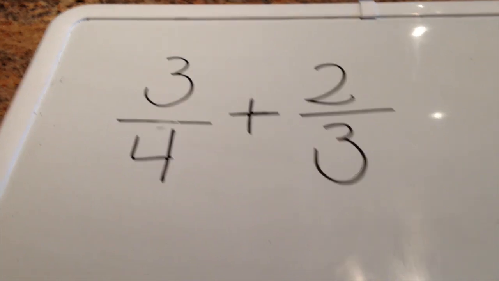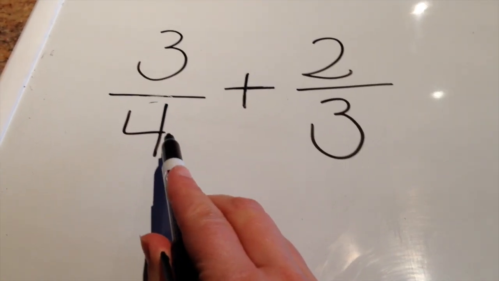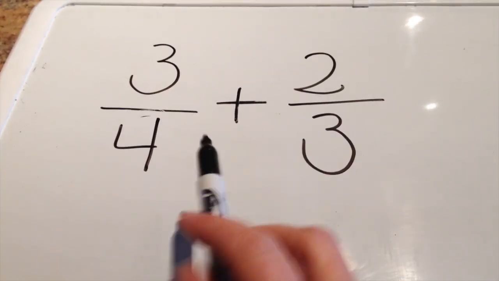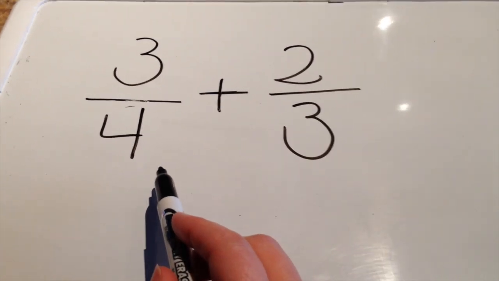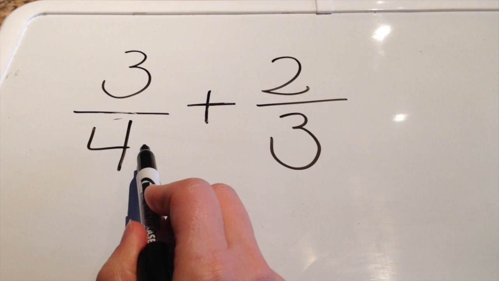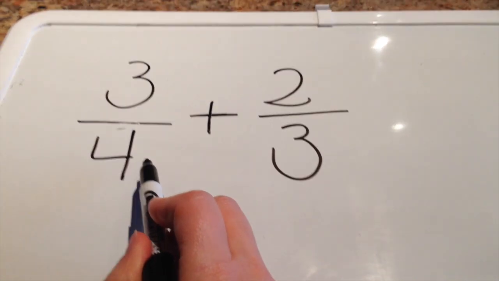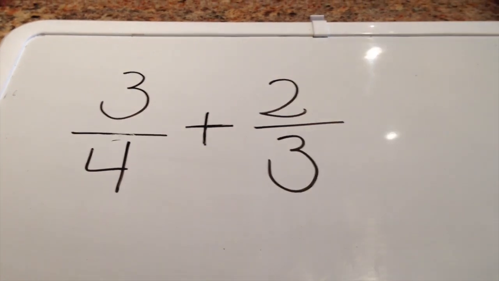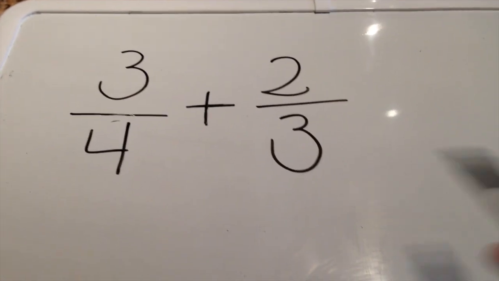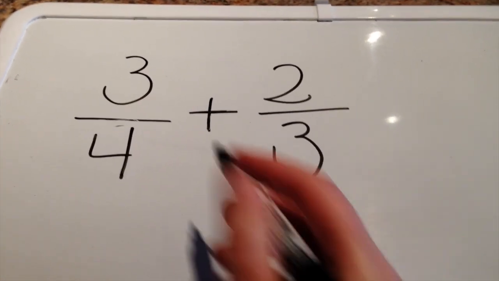In this next example, we do not have a common denominator, 3/4 plus 2/3. So our first step is to change these fractions so that we have a common denominator. And to do that, I'm going to list multiples of both of the denominators until I can find a common multiple, and that will become my common denominator.